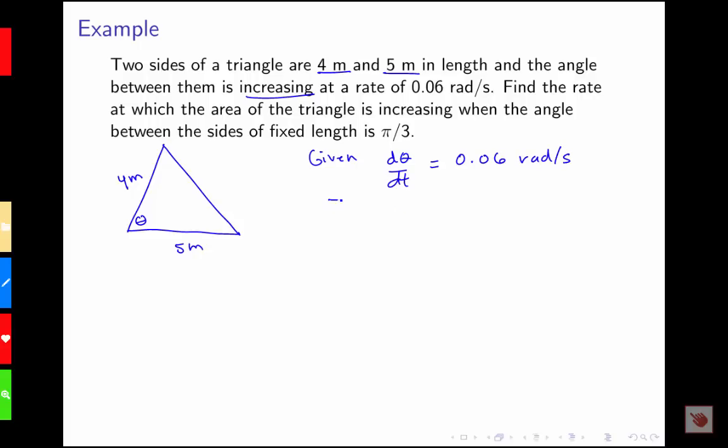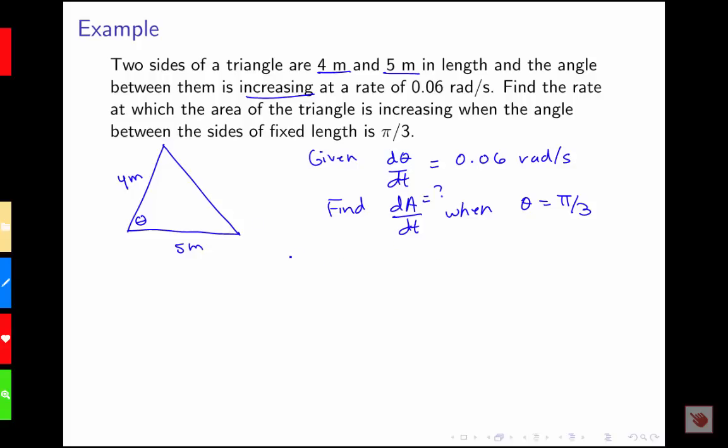And we're interested in finding dA/dt when theta is equal to pi thirds. Okay, so we need to get some information to relate some of our different variables here. So what do we know?